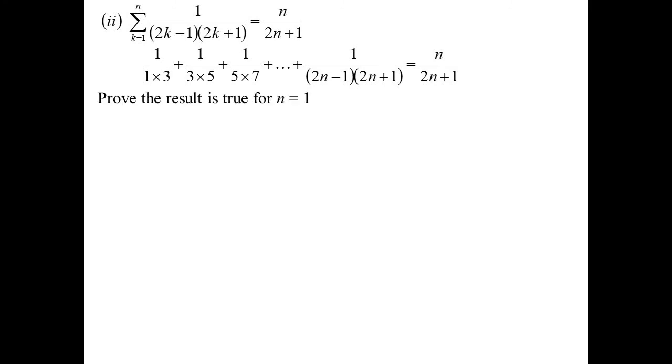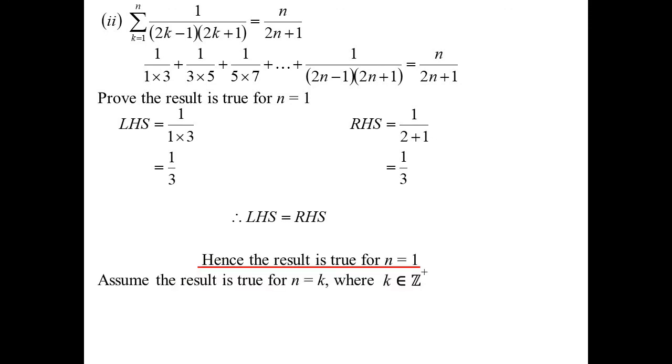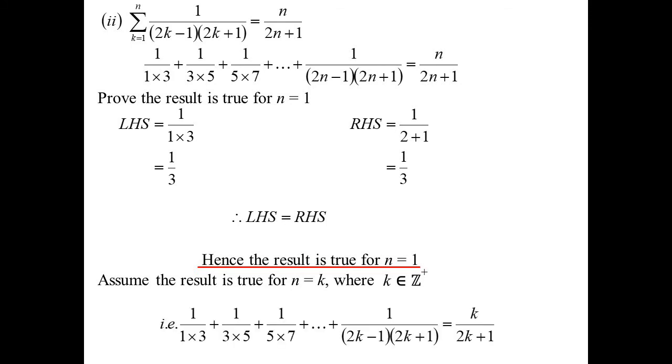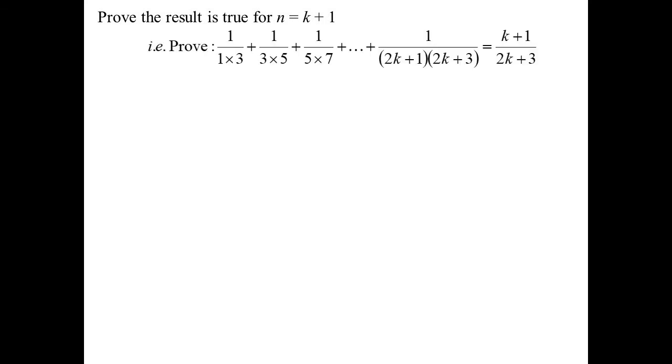Okay, prove it for 1. The left-hand side, that's 1/3. Now, the right-hand side, yes, it's 1 on 2 plus 1. Which is it? Okay, hence it's true for 1. Let's assume it's true. What am I going to assume? There it is written all out in its terms. If you prefer, you could use the sum notation. We're going to prove for the k plus 1th case. So that's what we're trying to prove.